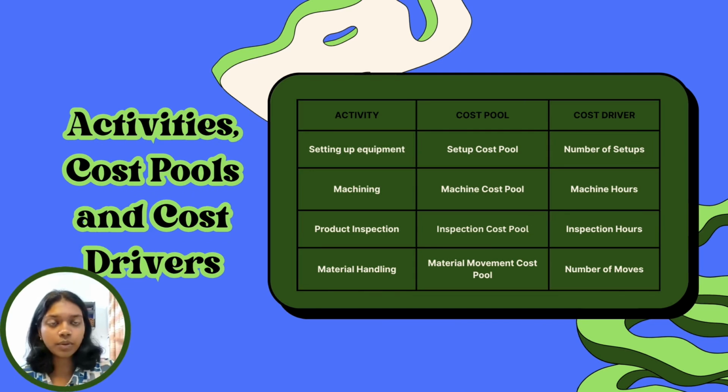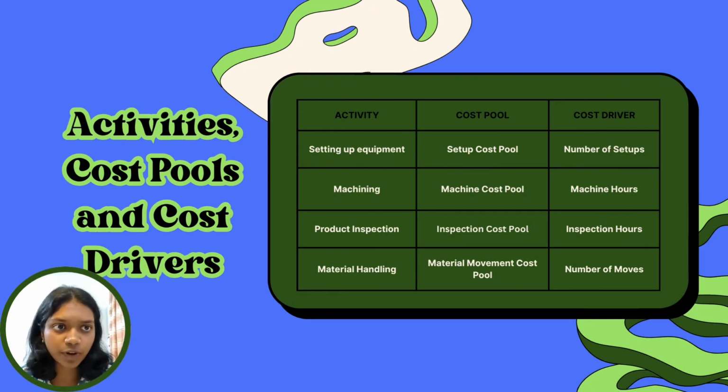Okay, so this is how we look at activities, cost pools, and cost drivers. For example, activity number 1, setting up an equipment. The cost pool is the setup cost pool. And the cost driver is the number of setups. So the second activity, machining. The cost pool for machining is machine cost pool, and the cost driver for machining is machine hours.